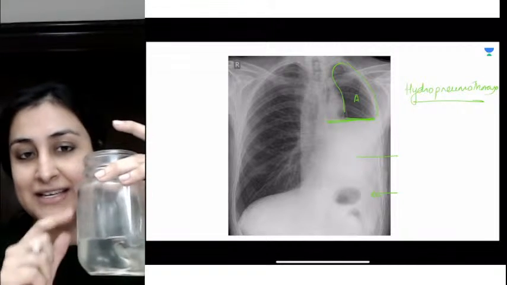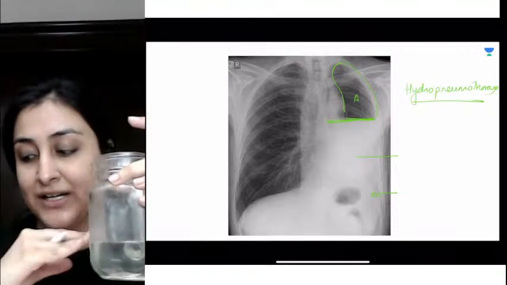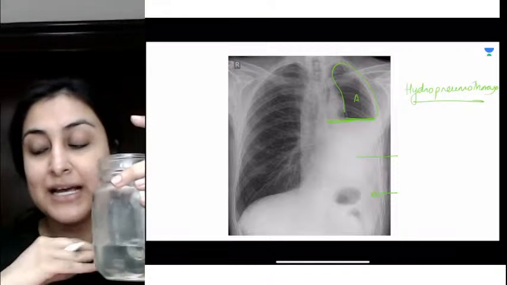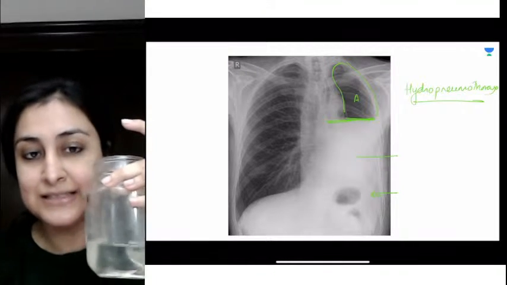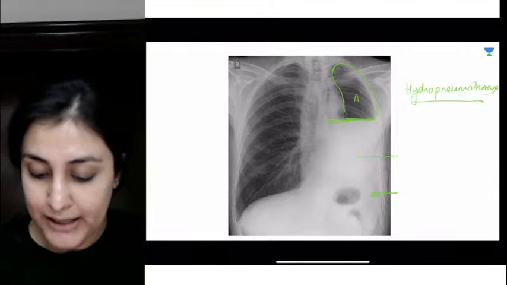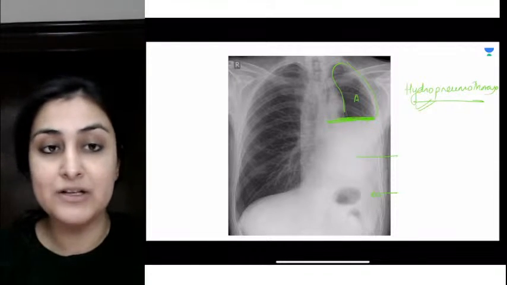Again, see my glass. What are we having? Is there air on the top? Yes. Is there water below? Yes. What kind of a level will it form when air and water are in a closed space? It will form a horizontal level. So can I say this glass is hydropneumothorax? Yes, if it was pleura. Okay, so this is hydropneumothorax, where this horizontal air fluid level is key.